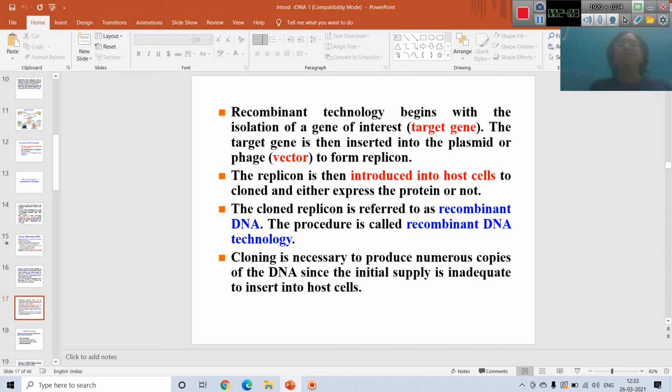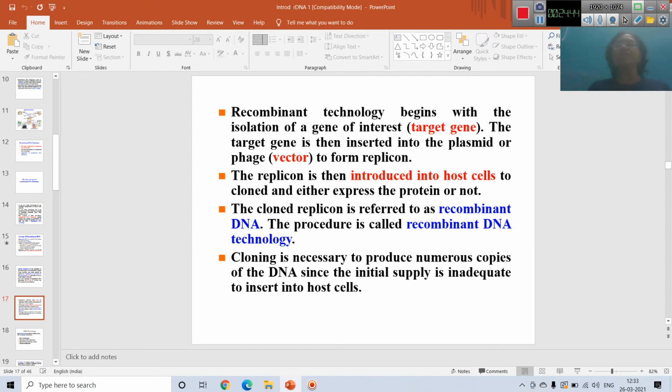This recombinant DNA is then introduced into a host cell like the E. coli bacterial cell, or a yeast cell like Saccharomyces cerevisiae, or into cell lines. Different cell lines are produced for introducing this recombinant DNA. Then you can allow them to express the proteins, or simply amplify or clone your gene of interest. This cloned recombinant DNA is referred to as recombinant DNA, and this procedure is called recombinant DNA technology.